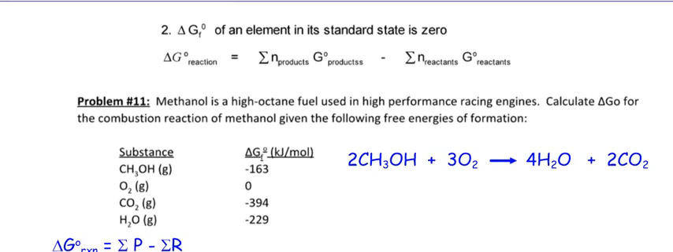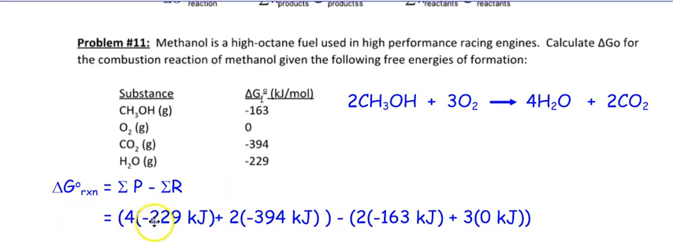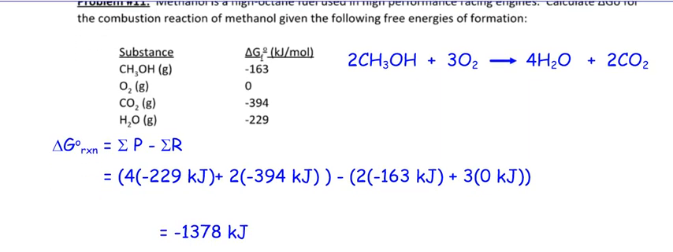So this is what I did. I have products minus reactants. So that's why I had a balanced equation. So I have 4 waters plus 2 carbon dioxides minus 2 methanols and 3 oxygens. Notice the delta G for oxygen is also 0. The only one that's not 0 is your delta S, right? So then what? I did all this math, and voila, there I get -1378.